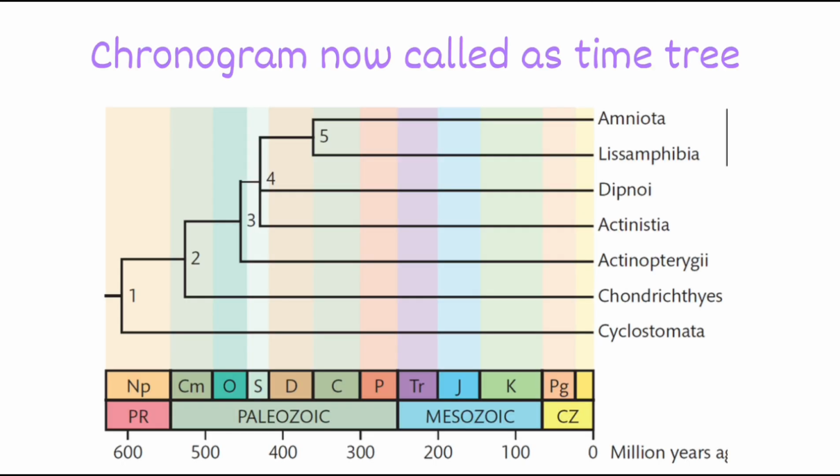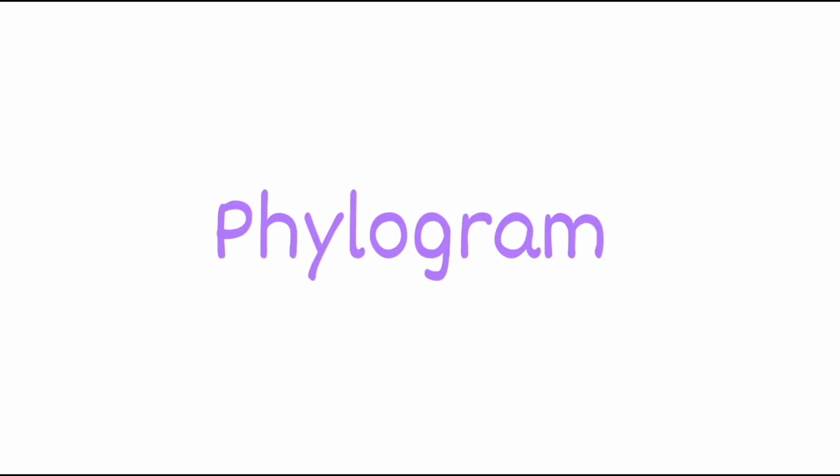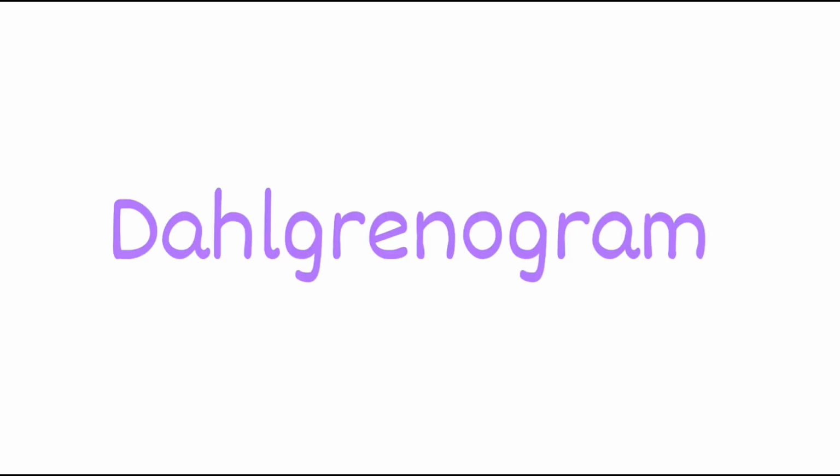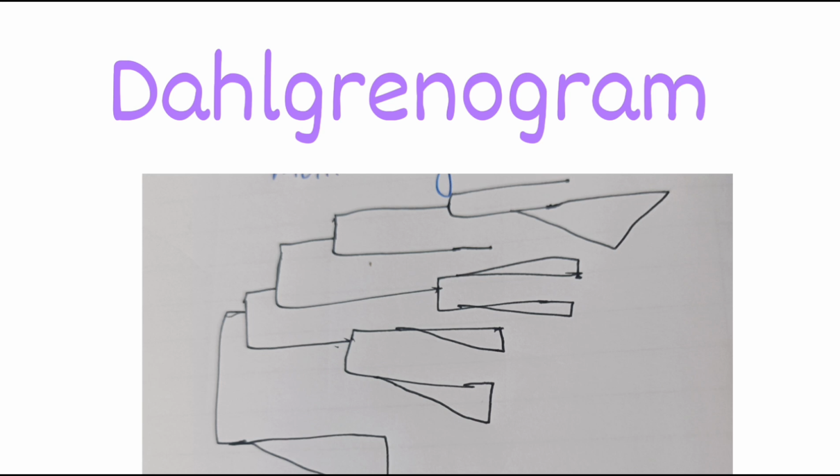Then chronogram, it is a kind of phylogenetic tree which uses the length of its branches for time representation. The phylogram is a phylogenetic tree with branch length according to the change in the character, and it is known as the phylogram. The chronogram displays time by the length of its branch. Then Dahlgrenogram, it is a diagram that shows a phylogenetic tree in cross section.